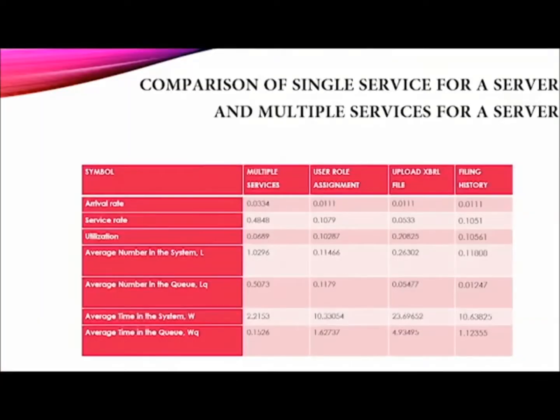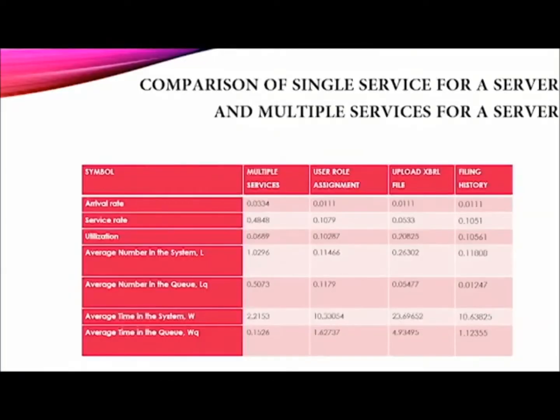So the next slide is the comparison of a single service for a server versus multiple services of a server. This table shows 4 columns. The first column is the multiple service. The user role assignment, upload XBRL files, and file history are the single services.